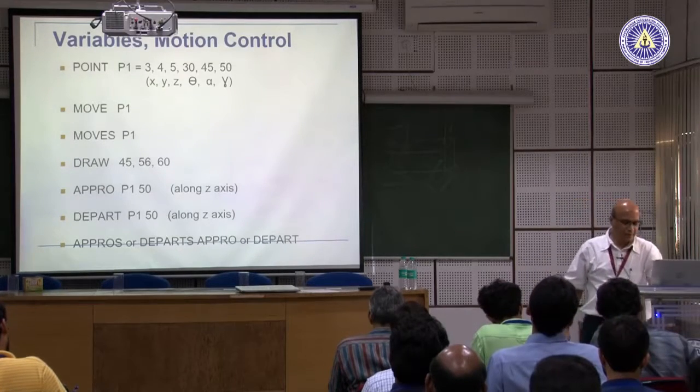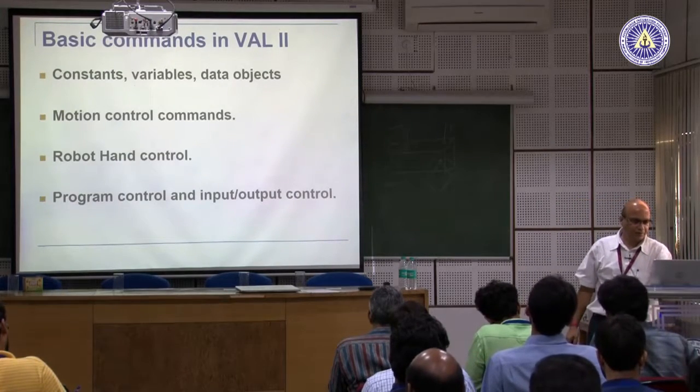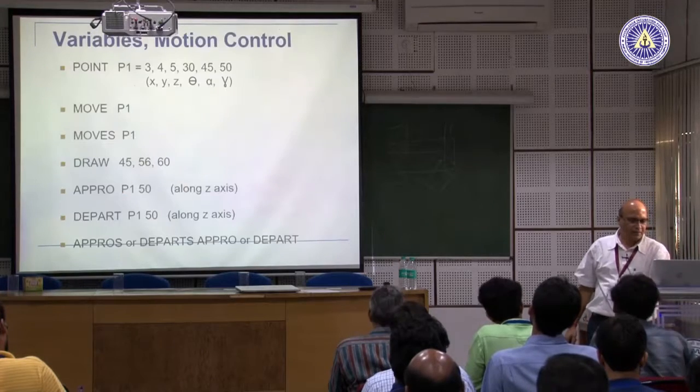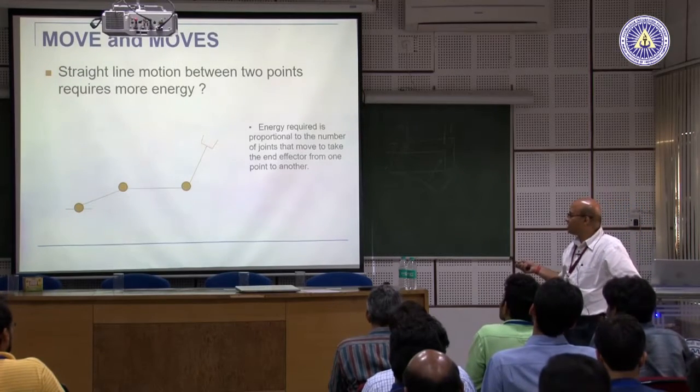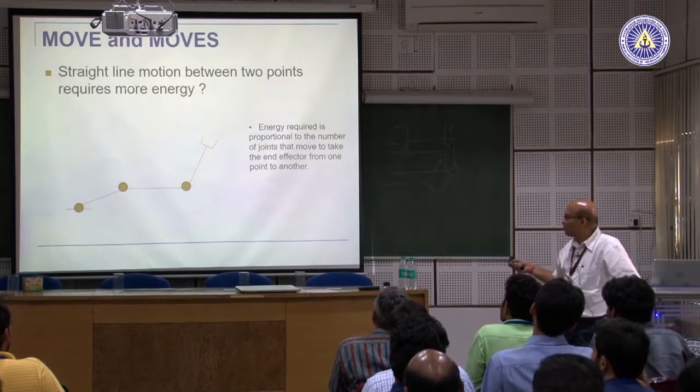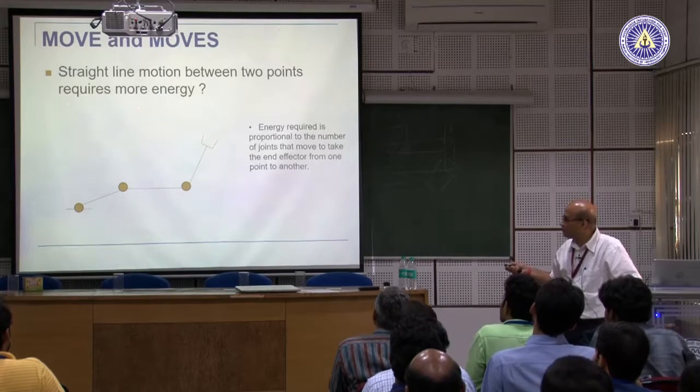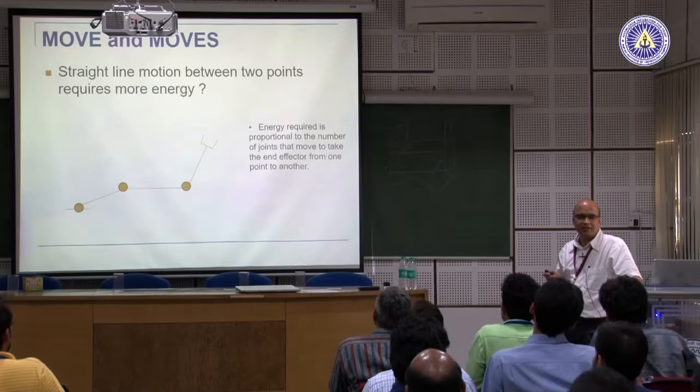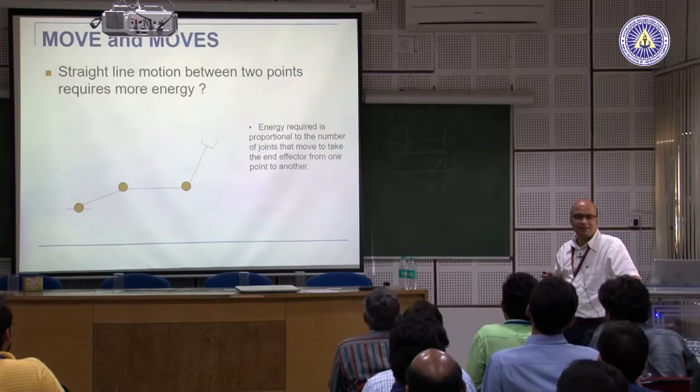Let's say we have a robot which is here. My point P1 is here. I say move P1, so it moves to P1. Which trajectory will it take? What is the shortest path? How do you know?